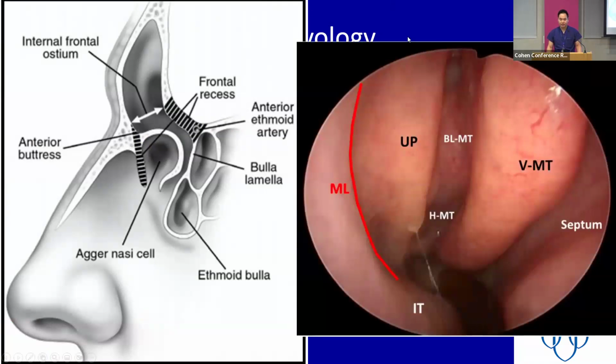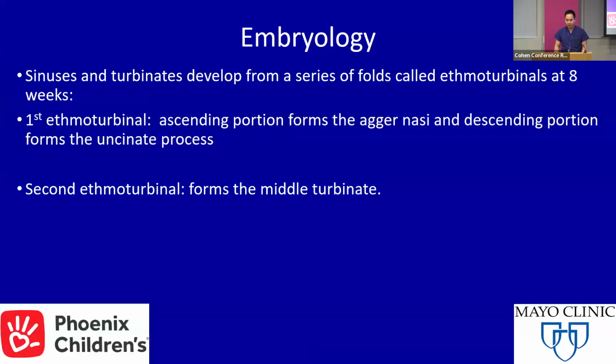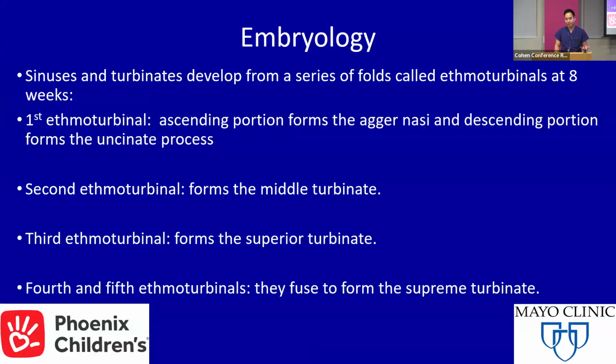And then the uncinate process is this curvilinear structure that really covers or obscures your view of the maxillary sinus ostium. Usually you take that down as part of the first step of your maxillary antrostomy. And then it's pretty logical. The second, third, and fourth become the middle, superior, and supreme turbinates.